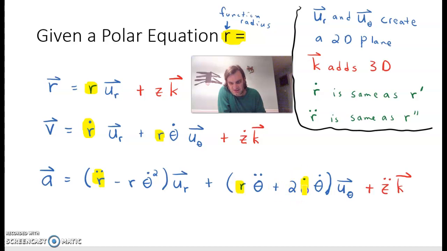A quick note here: it got a little complicated when I tried to use the prime version for a derivative, like r prime, r double prime, mainly because of how congested this is and because of this theta squared here. So I did use the dot version that the book uses and is also used in physics for the derivatives. Everything in blue here is the u_r and u_theta.